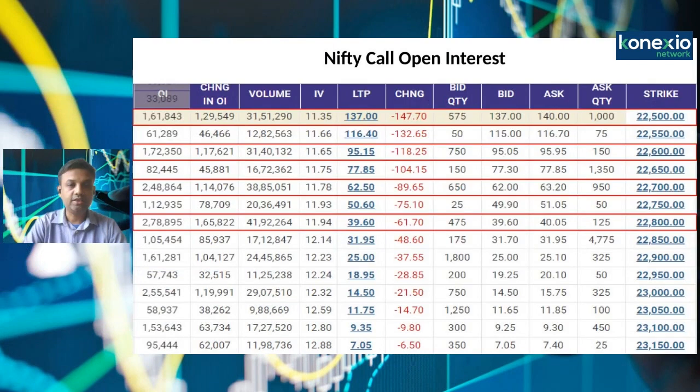In Nifty calls, you will see on the screen the action was seen in 22,500 calls, then 22,600, 22,700, and 22,800, and almost 22,900 calls also. Now here, due to the sharp sell-off on Friday, we have seen a significant drop in the option premium. The implied volatility is between 11.35 and 11.94. It is slightly in a comfort zone.